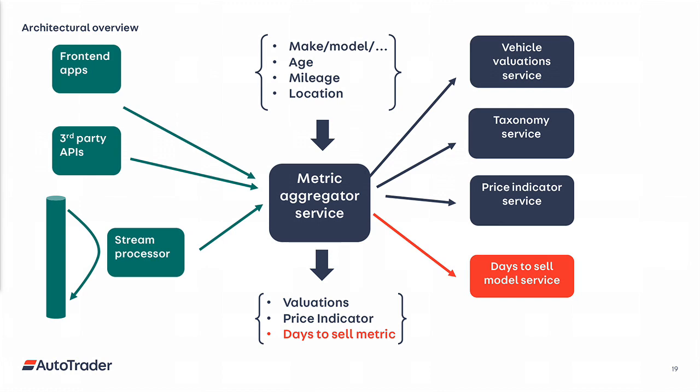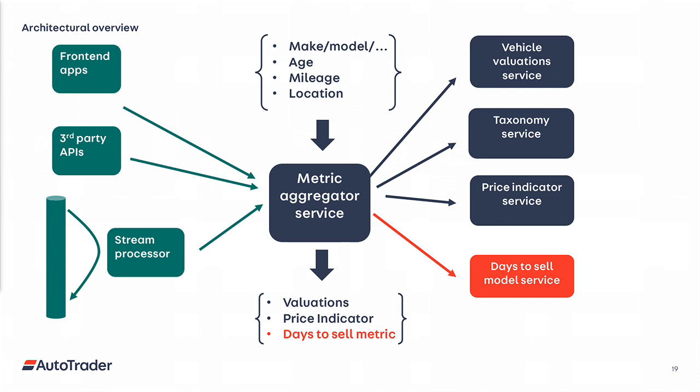So just to set the scene about how we currently distribute metrics across our services, we've got this metric aggregator service. This is a web service that sits in front of a bunch of smaller microservices. Those microservices provide things like vehicle valuations or price indicator flags for a vehicle, where we pass in things like the make, the model, the age, the mileage, and its location.